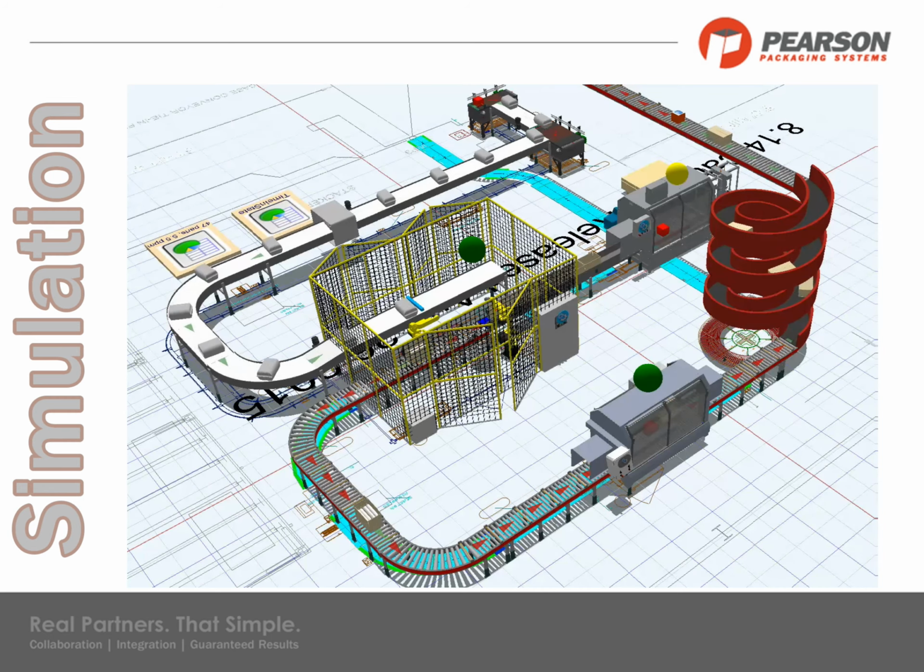In this example, we can see a small layout. You can see the products moving around. They would get packed by the robot. That's not necessarily animated, but the process flow is accurate for what this equipment needs.